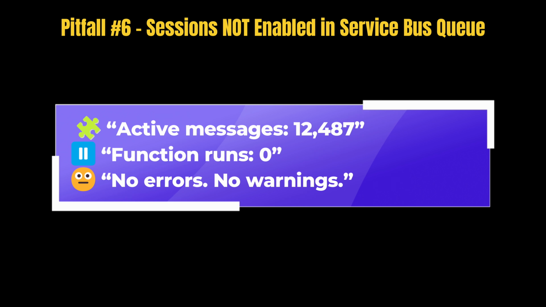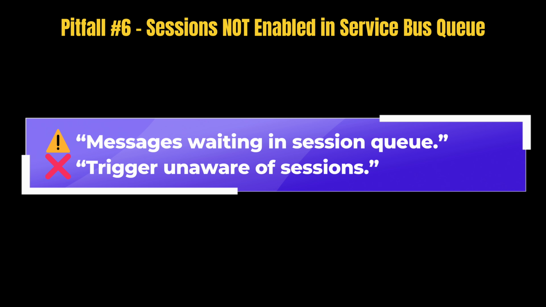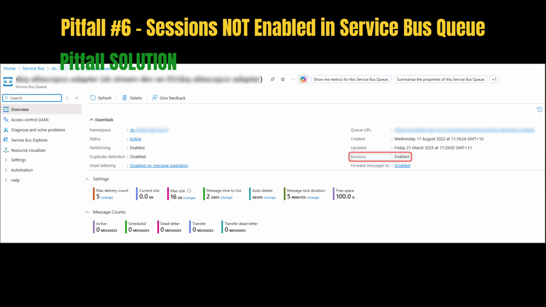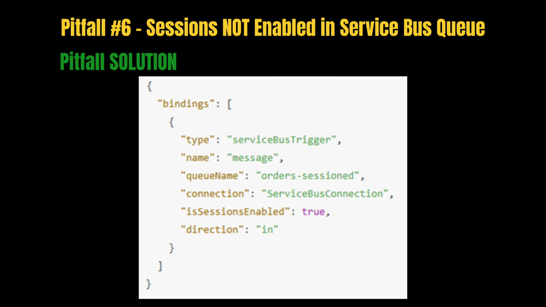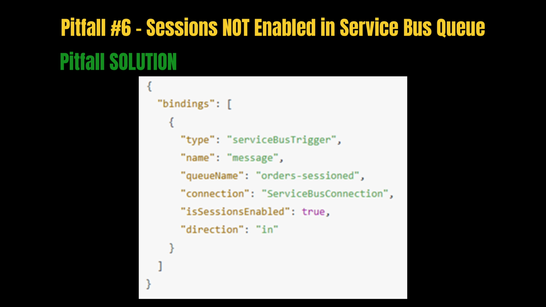So what is the likely pitfall? By default, the Service Bus trigger expects a non-session queue. If your queue requires sessions but your trigger isn't session aware, the listener never locks onto a session and your queue just stalls. So you need to set this property: isSessionsEnabled to true. By default, it is false. Once you enable sessions required in your Service Bus queue and you set this to true, just one line, it tells the runtime to create a session aware listener. Each function instance now handles one session at a time, ensuring ordered message delivery per session.